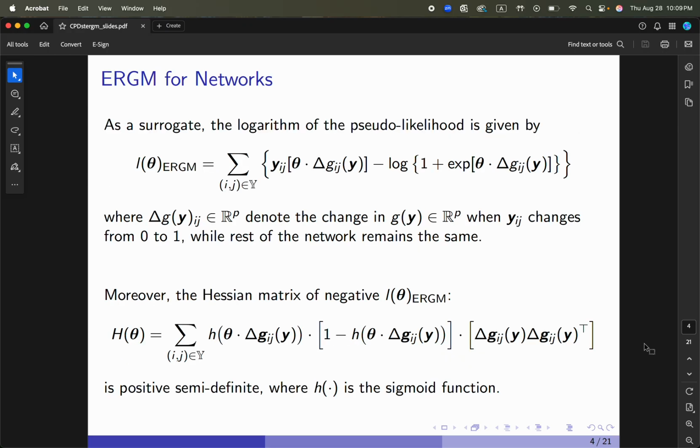As a surrogate, the logarithm of the pseudo-likelihood can be expressed as follows, where delta g denotes the change in the network statistic when Yij changes from 0 to 1, while the rest of the network stays the same. Moreover, the Hessian matrix of the negative pseudo-likelihood is positive semi-definite.